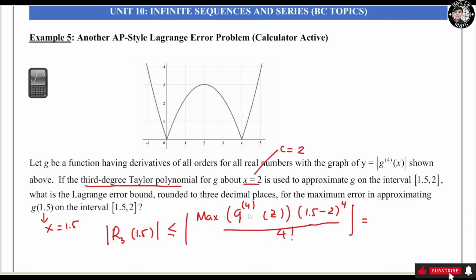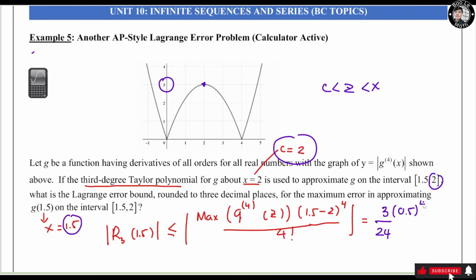Now the maximum right here. Remember that z is between c and s, so between 1.5 and 2. So the maximum should be at z equals 2. So the 4th derivative of g at 2 is right here. It could be 3. So you have 3 over 24, times 0.5 raised to the 4.